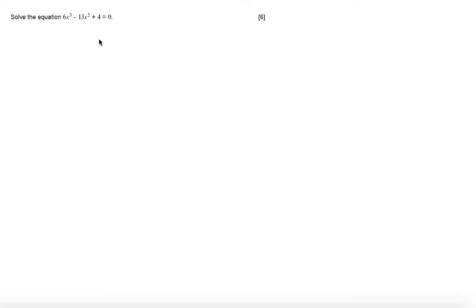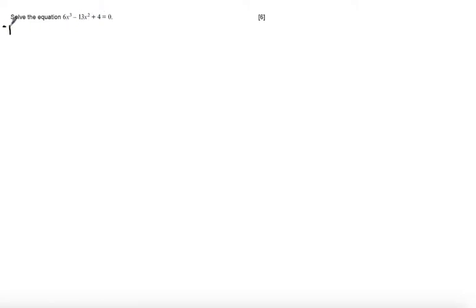Solve the equation 6x cubed minus 13x squared plus 4 equals 0. Well, we're not given any clues really to help us with this, so to start this question off, I'm going to need to use the factor theorem to identify my first factor. So what that means is I'm going to have to trial some values.